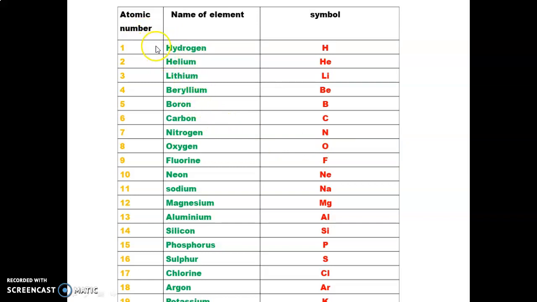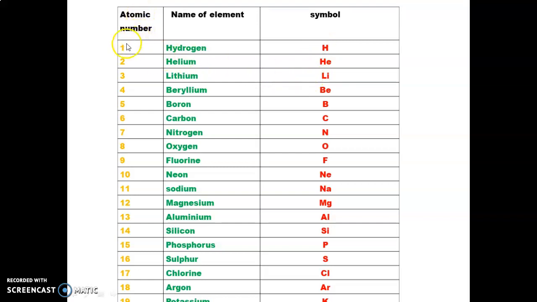I will give you some elements with their atomic numbers, names and symbols. This is a table showing some elements, their names, their atomic numbers and symbols. So what is a symbol? It is an abbreviation, the shortest representation of an element. That is the symbol.